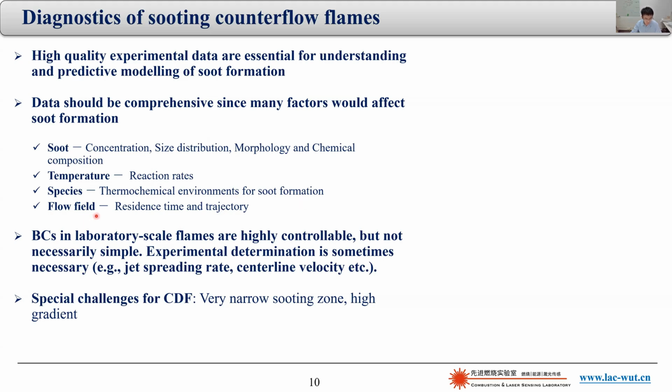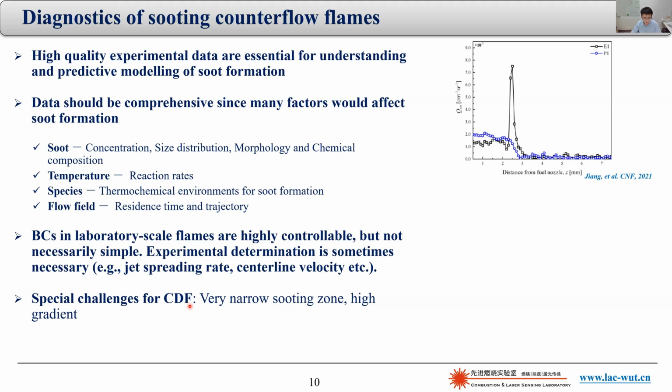Finally, the flow fields give the residence time and the trajectory for soot, and they also need to be measured accurately. Another point is the experimental determination of boundary conditions. I will come back to this point later, but here I just want to mention some measurement challenges that are specific to counterflow flames. I think the challenge mostly comes from the fact that the sooting zone in counterflow is very narrow. Here is a measured signal from soot particles in counterflow flames. We can see the thickness of the sooting region is only about 0.5 millimeter, so about 500 microns.